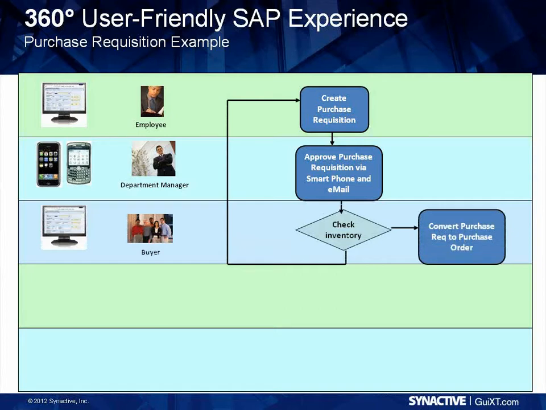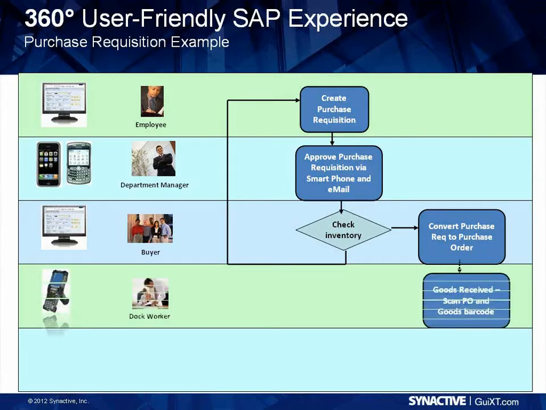The next step in the process involves the buyer, who needs to check inventory, and if the item's not in stock, a PO is generated. The buyer sees a simplified, streamlined view from either SAP GUI or through an enterprise portal. And once the item arrives in receiving, now the dock worker can use the scan gun or RFID scanner to get all the required information about the item and confirms that the goods were received.